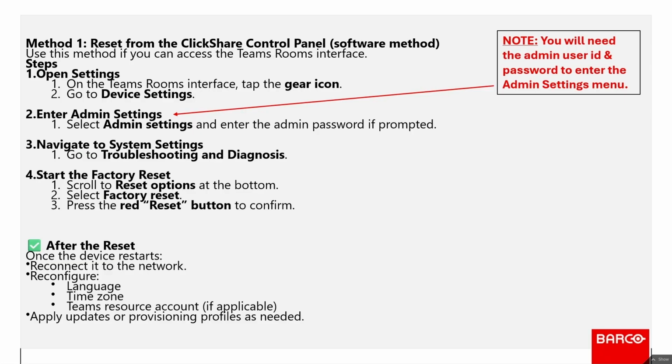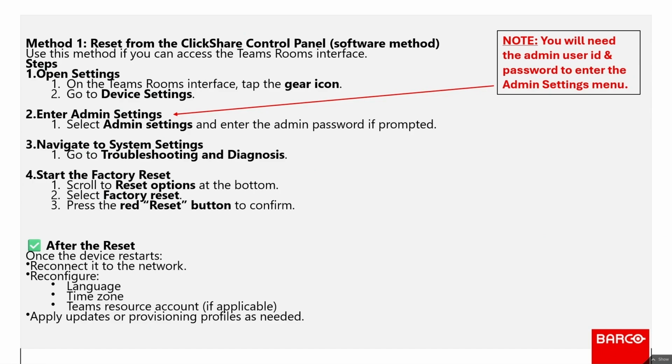So step three would be to navigate the system settings. You're going to go to troubleshooting and diagnosis. There you're going to start the factory reset. You're going to scroll to the reset options at the bottom, select factory reset, and then you're going to press the red reset button to confirm. At that point, the device is going to start going through its factory reset.